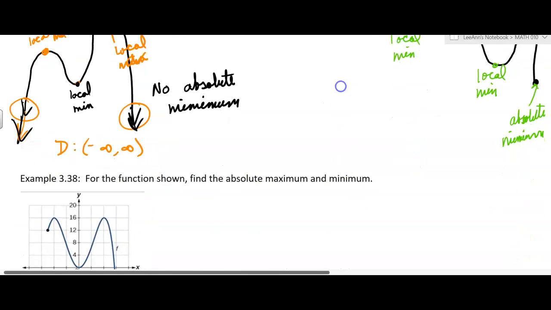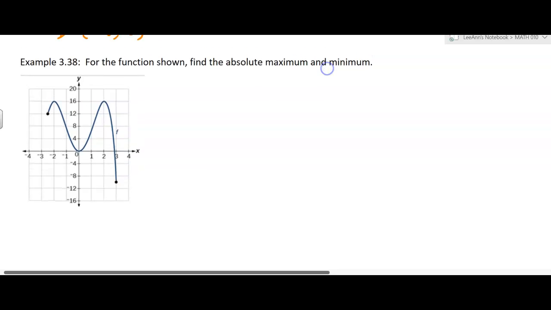All right, well, here we have an example. For the function shown, find the absolute maximum and minimum. Okay, so I'm going from, it looks like about -2.5 to 3. That would be the domain for this function. If anybody asked, hey, what's the domain? Hey, let's do the range too. Good review here. It looks like it's -10 to 16. That's what I would say.